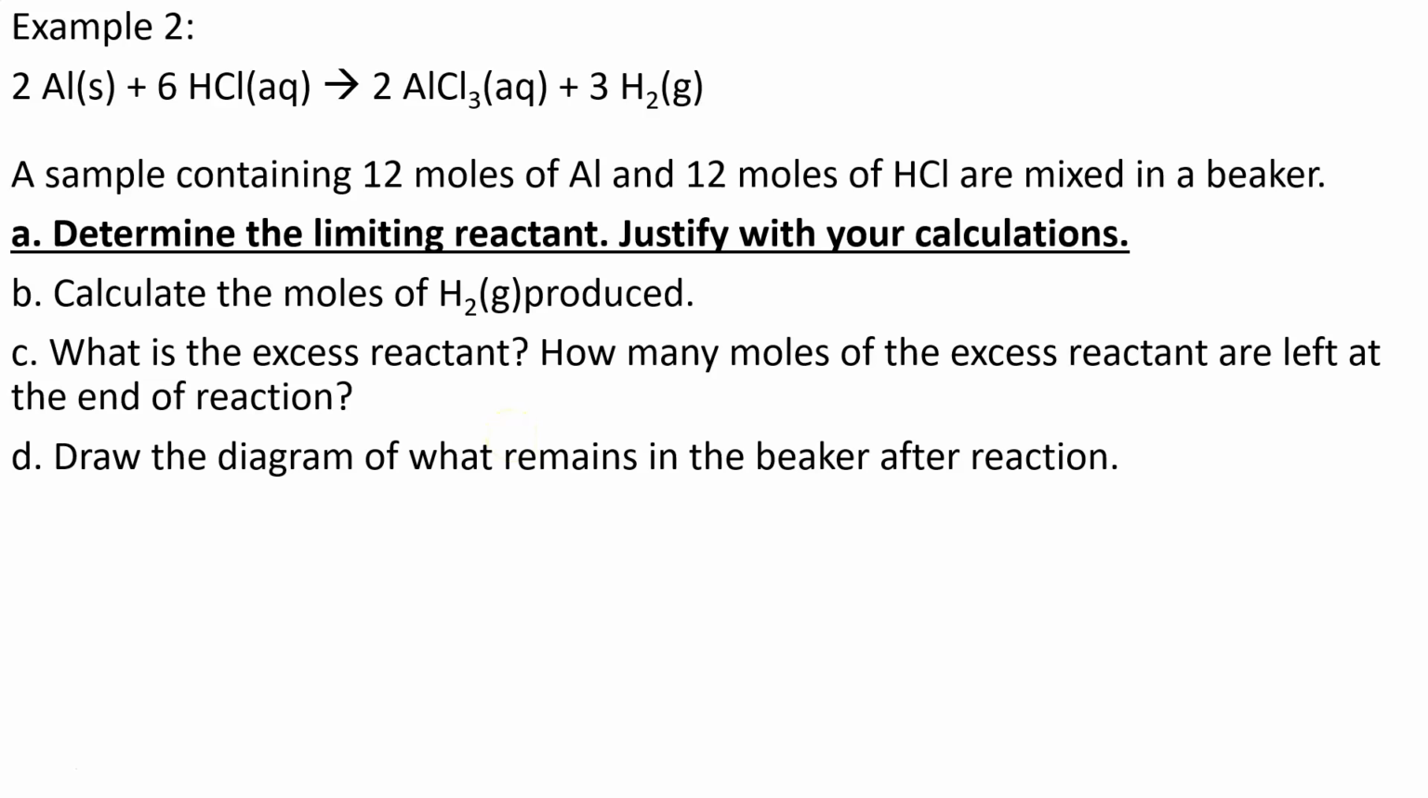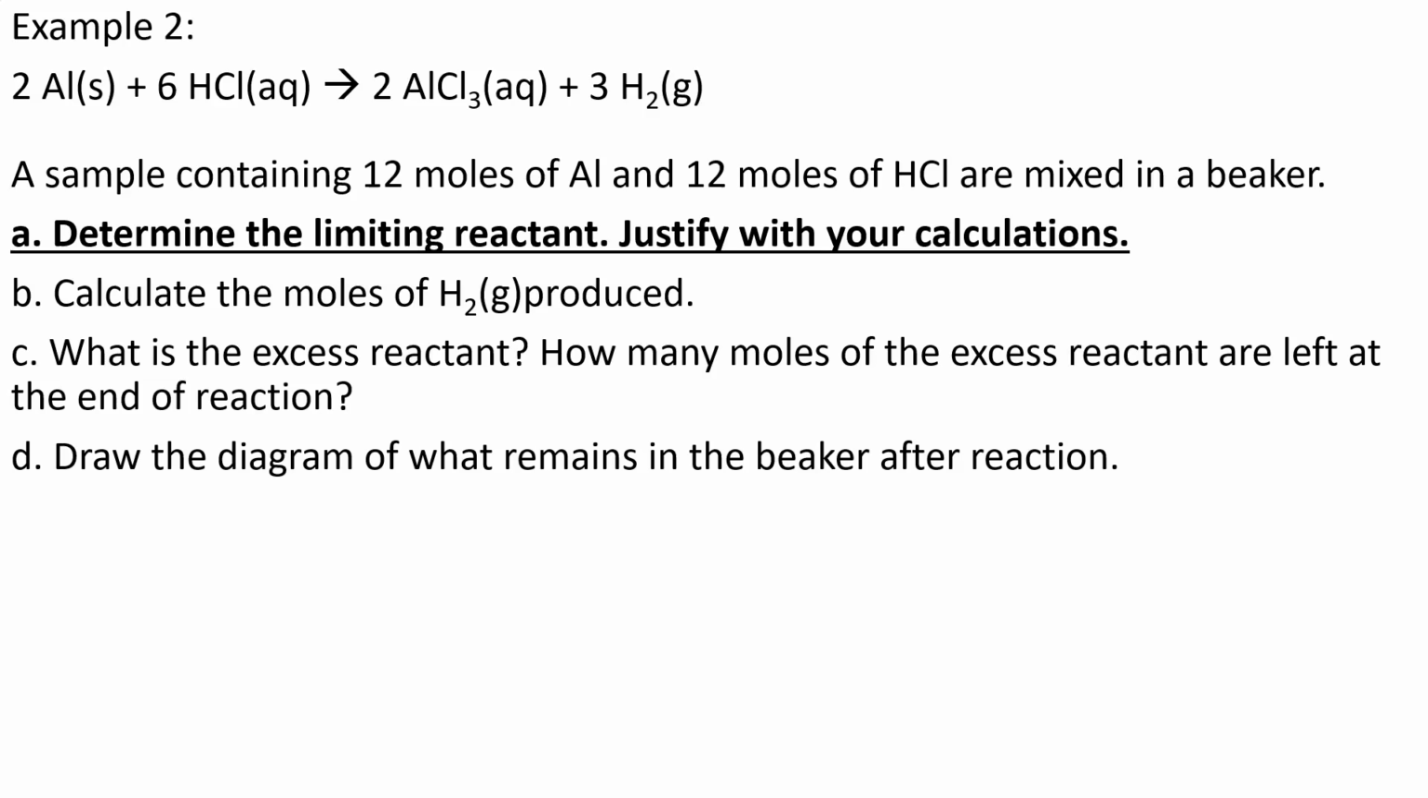Alright, a sample containing 12 moles of aluminum and 12 moles of hydrochloric acid, HCl, are mixed in a beaker. We want to determine the limiting reactant and justify with calculations. Calculate the moles of H2 gas produced. And we want to find out what the excess reactant is and how many moles are left at the end of the reaction. And finally, draw a diagram of what remains in the beaker after the reaction has occurred. So this is the first one that we're doing. That's a limiting reactant problem in the set of notes. But the good news is it's already in moles. That saves us a step. If it's already in moles, you can dive right into setting up your problem.